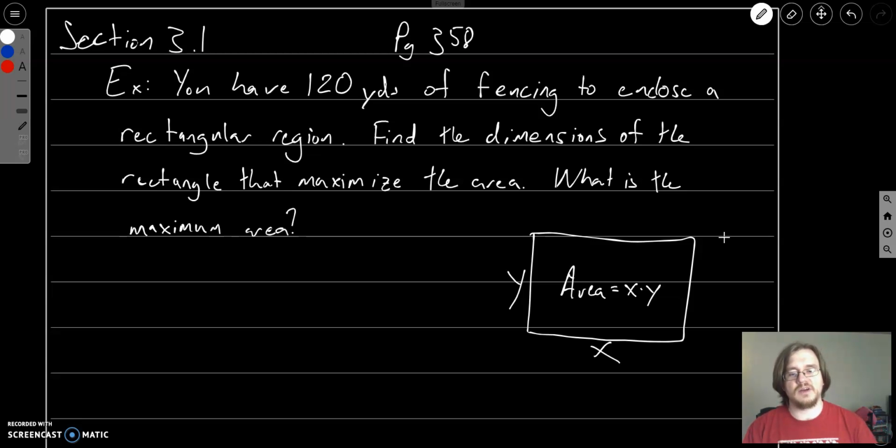So we need to figure out what x and y are. What we're trying to maximize is the area. So let's again write that over here. Our area is just going to be x times y, and this is what we want to maximize. However, we have an additional constraint. We only have 120 yards of fencing.